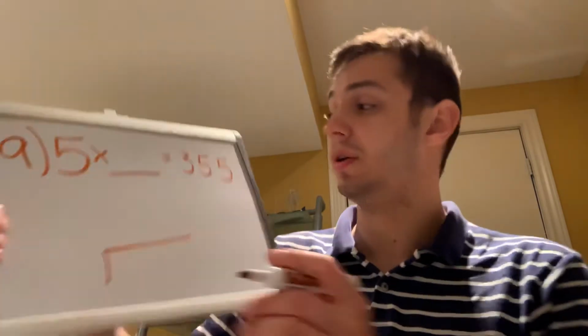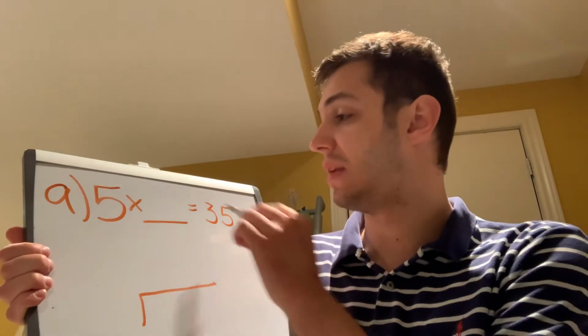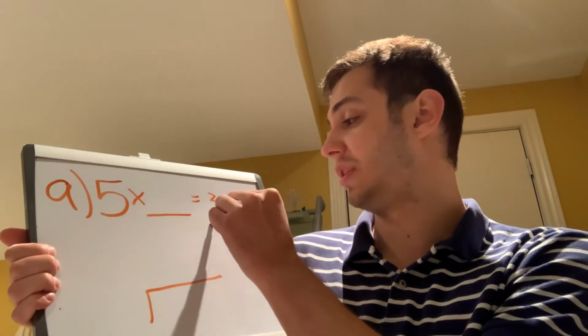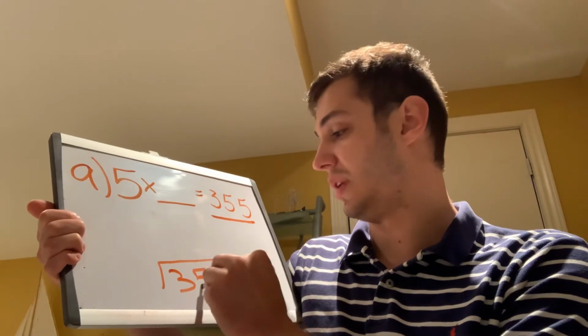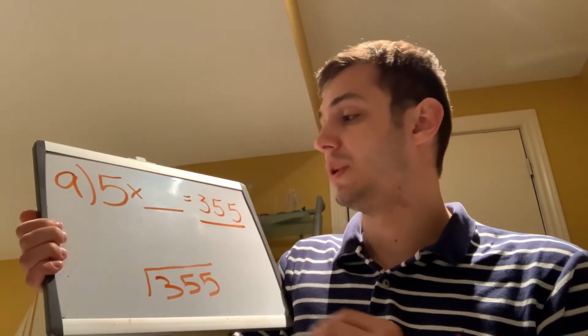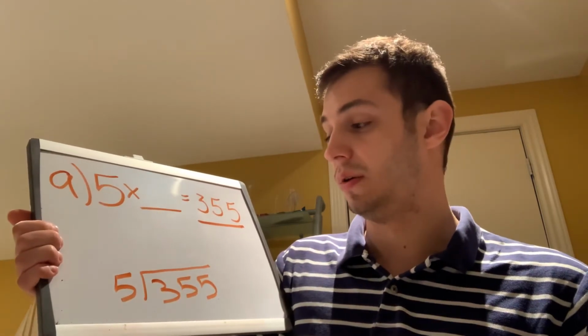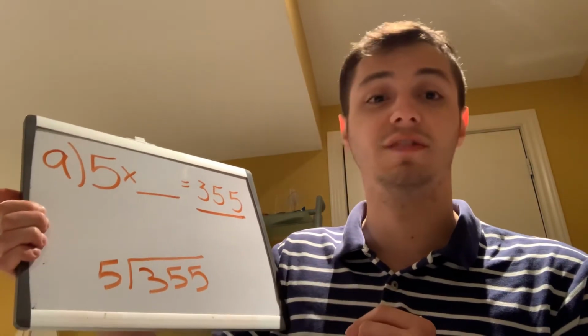So let's look at this. We have 5 multiplied by a number equals 355. And then underneath it, you have your division. So we're going to leave this alone. We're not going to solve for the multiplication problem. Instead, we're going to put this in our division sign. This number, after the equal sign, is going to go underneath the division sign. So 355. Now we're going to divide it by 5. So our first number is going to go in front of our division sign.